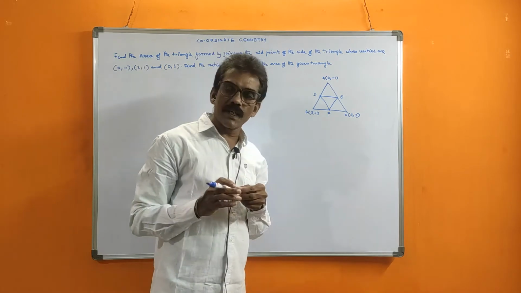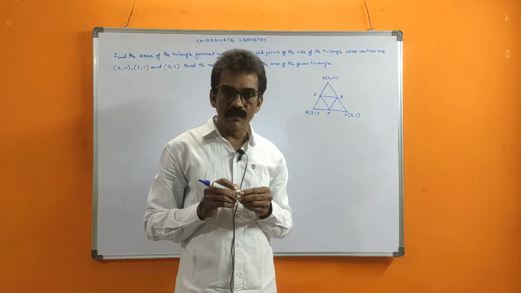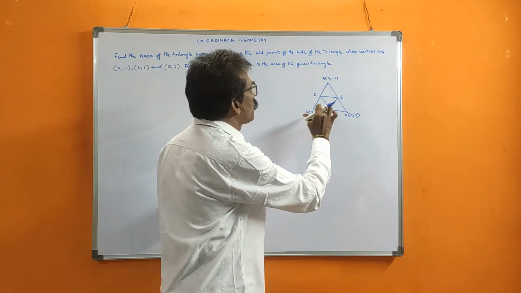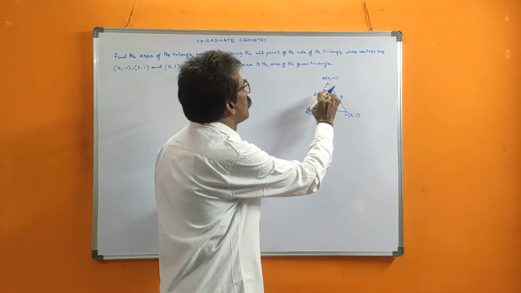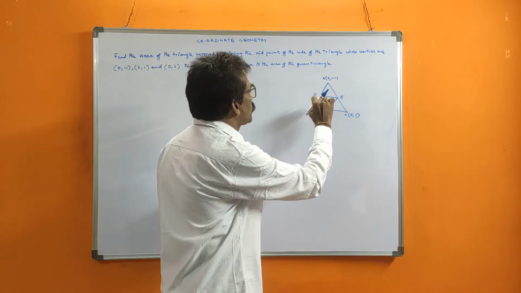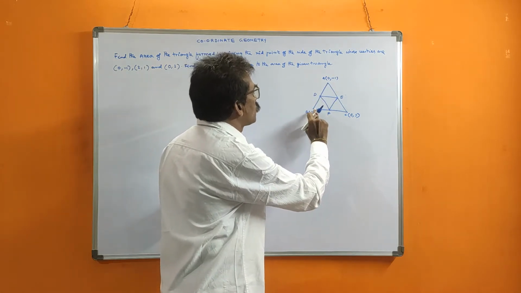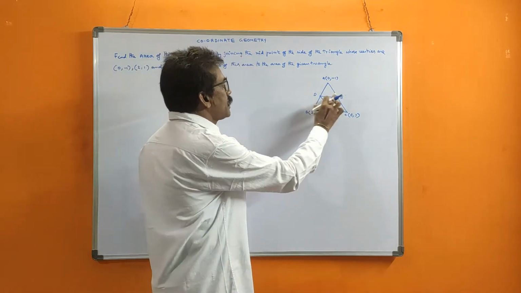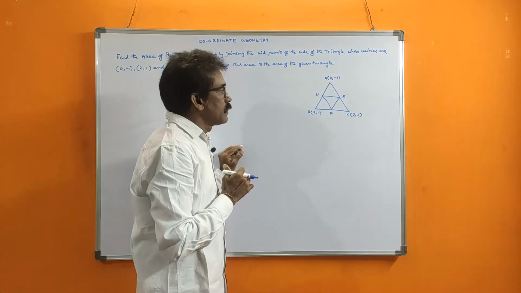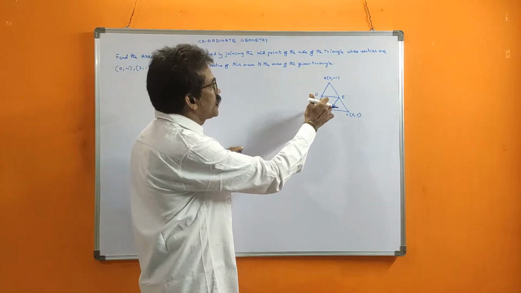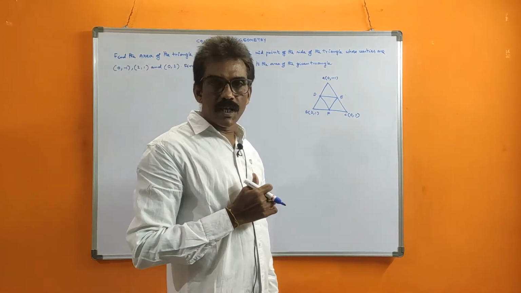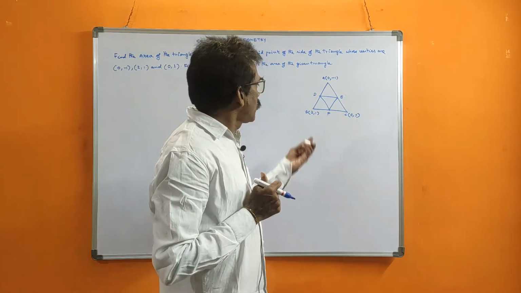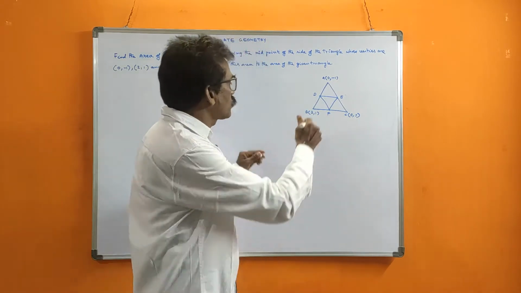First we calculate the areas, then the ratio we can simply write. How to calculate? First we want the vertices, so you should calculate the midpoints. Midpoint of AB is D, midpoint of BC is E, midpoint of AC is F. So you calculate the DEF points. Then once you know the vertices of DEF, we can calculate the area using that formula. Then the ratio we can find out. Okay, first we should calculate the midpoints.